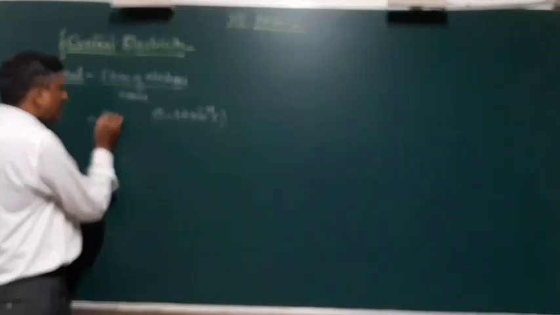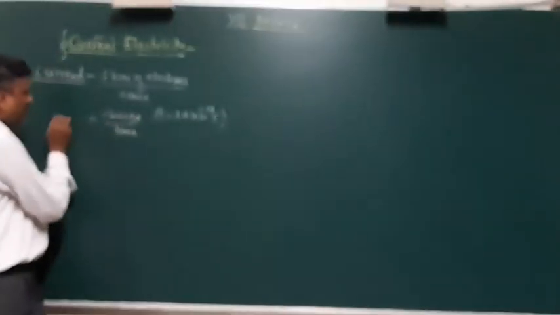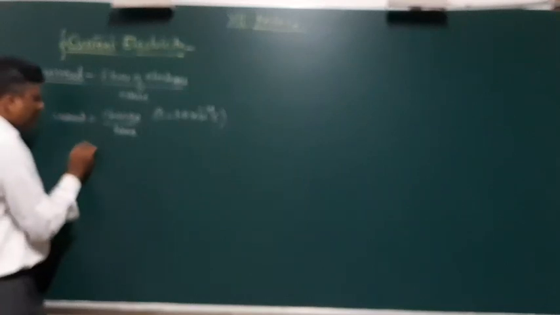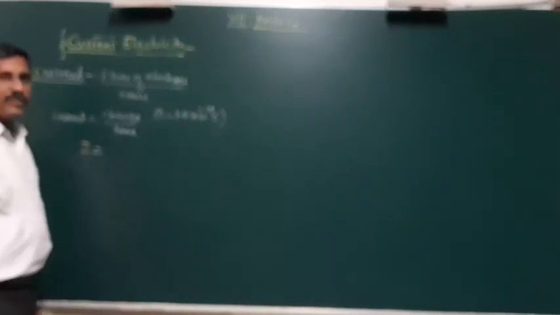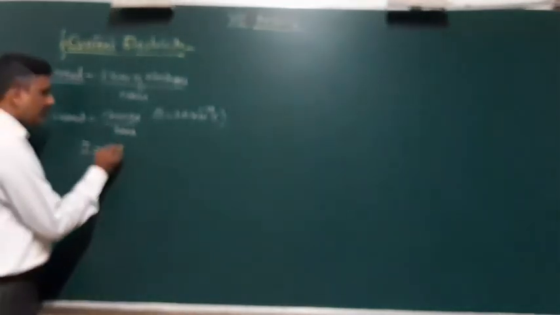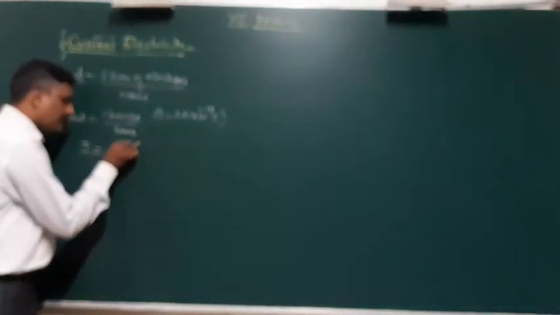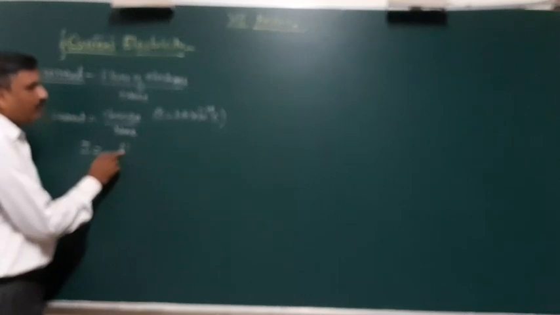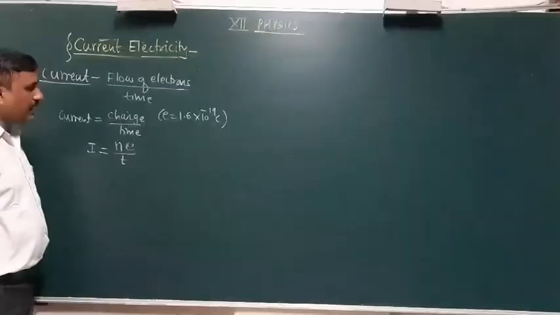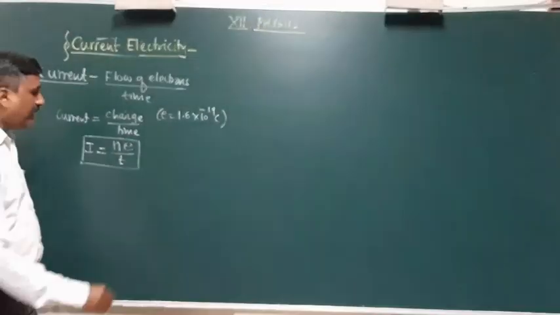So sometimes we can also mention it this way: charge per unit time means my electric current, which in mathematical symbol is expressed by capital I. Charge means q, and the value of 1 e is 1.6 into 10 raised to minus 19. As the number of electrons increases, the charge increases. So the term becomes Ne divided by t. This is the formula for electric current: I equals Ne divided by t.